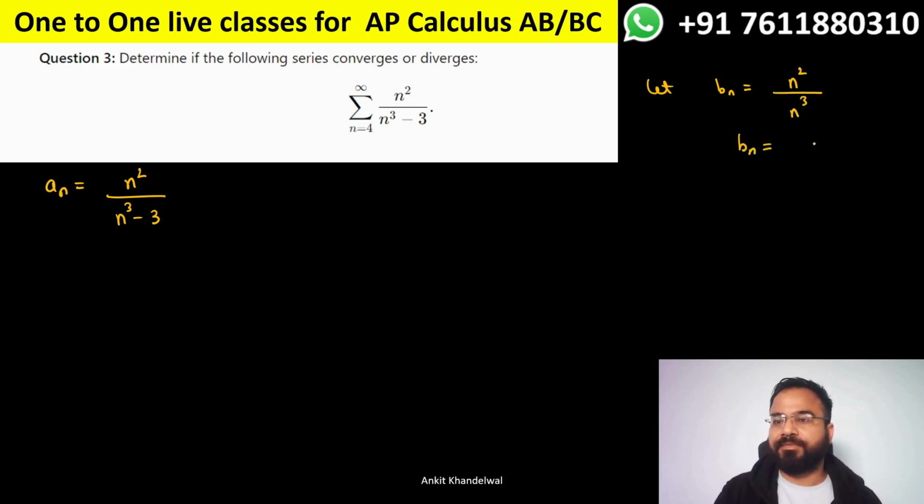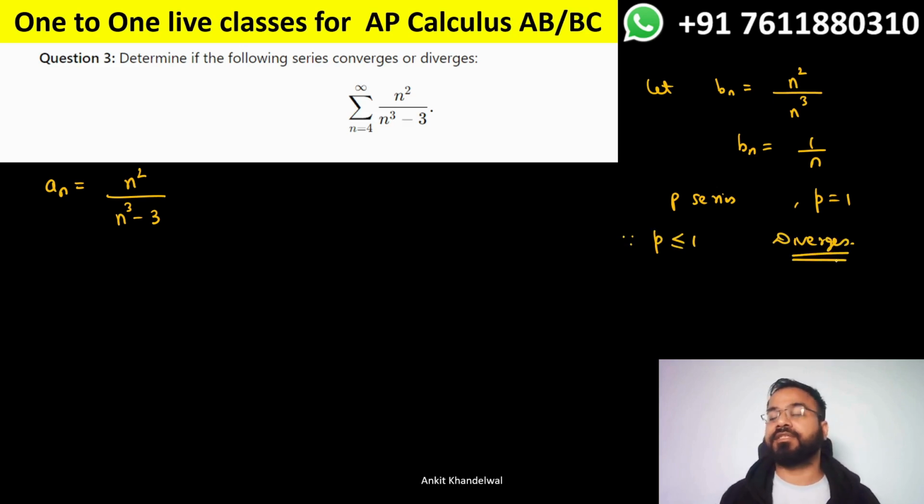We can make it a little bit simpler. This is 1 by n. It's a harmonic series, or you can say also a p series. What is the value of p? 1. So when the value of p is 1, since p is less than or equal to 1, it diverges, according to the p series test. The p is the exponent of n, and it is 1. And now let's compare which one is greater, which one is smaller.